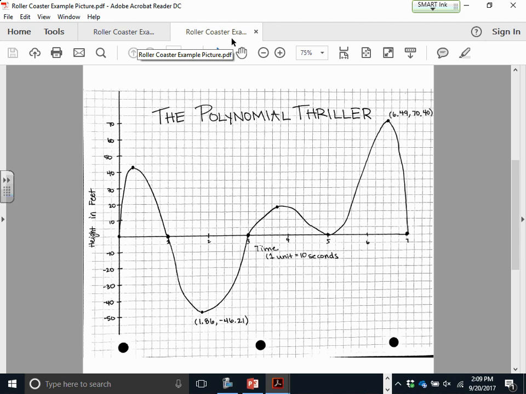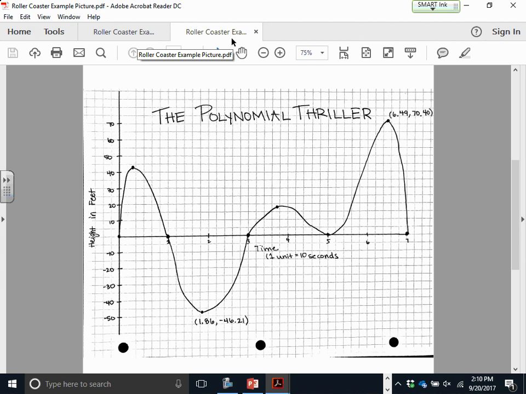I have my x and y axis, and I have them labeled. I have them labeled as time, 1 unit is 10 seconds, and height in feet, so I know what I'm looking at. Okay? It is not done in pencil, it is done in some sort of non-pencil item. Okay, I don't want to say pen because you may use markers of some sort. Okay?